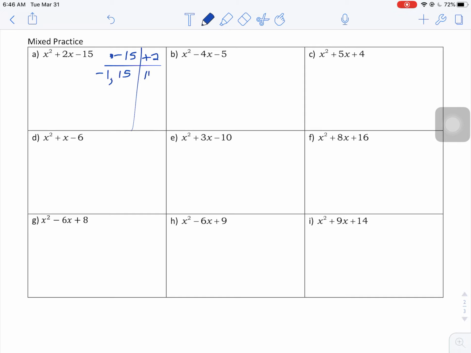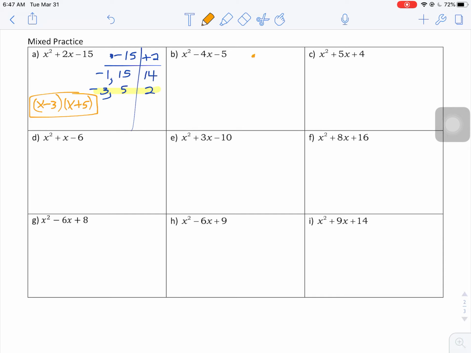Negative 1 plus 15 is 14. That does not work. If I try 2, 15 divided by 2 is a decimal, so don't even bother writing it down. Let me try 3. 15 divided by 3 is 5. Put the negative sign on the smaller number since I'm trying to add up to a positive number. Negative 3 plus 5 is 2. So that works. So I'm going to write down x minus 3 and x plus 5 as my final answer.